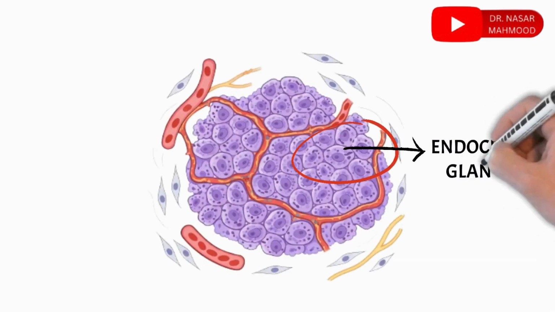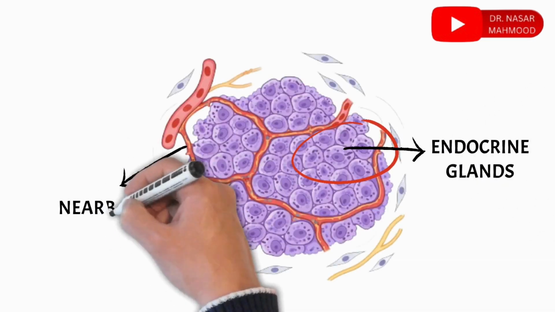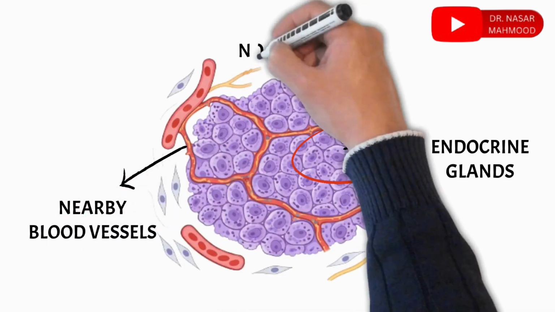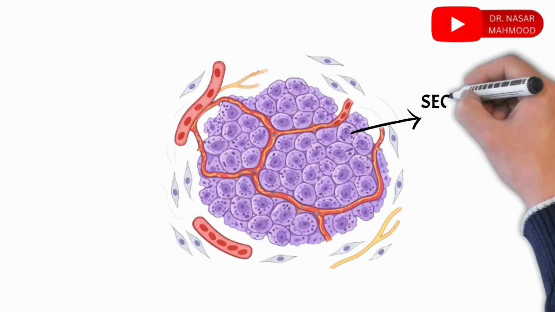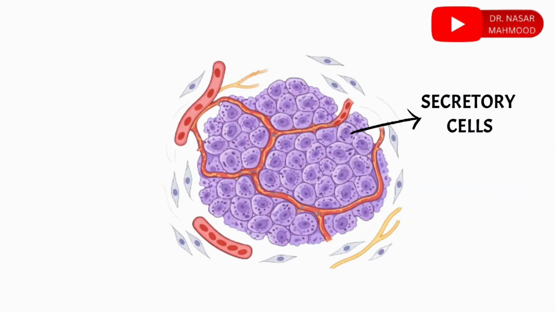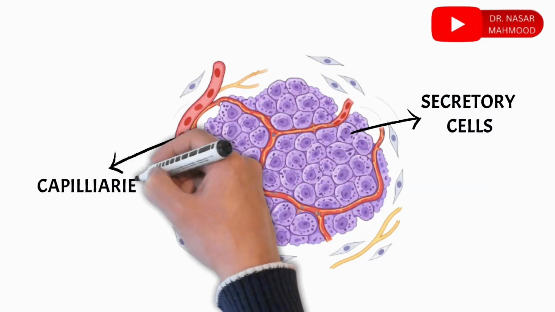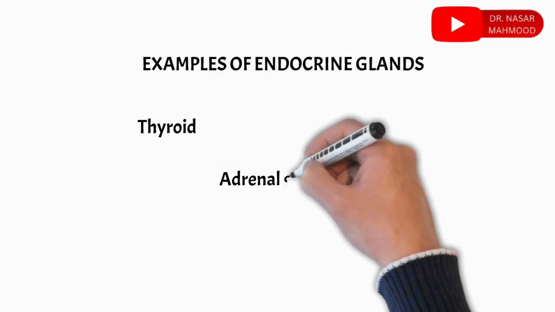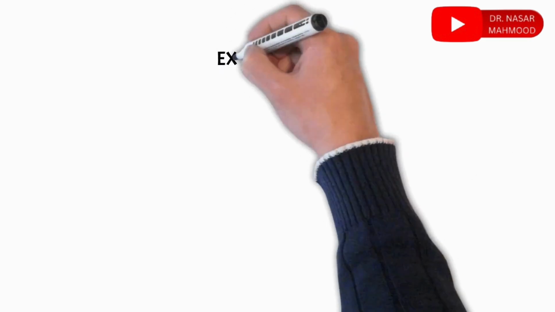In endocrine glands, they release their products directly into the bloodstream. Now if you look at this diagram here, notice there is no duct. The secretory cells sit close to the capillaries and their product diffuses straight into the bloodstream. These glands produce hormones. Hormones act on distant target organs, often far away from where they're made. Classic examples include the thyroid, adrenal glands, and the pituitary gland.